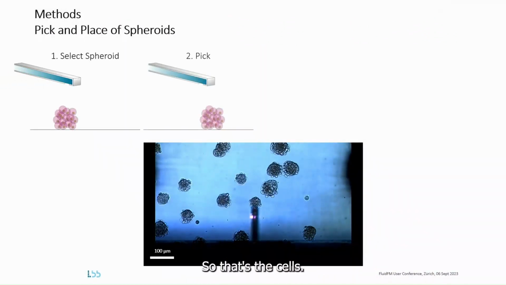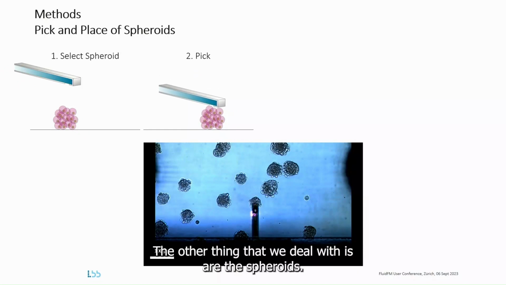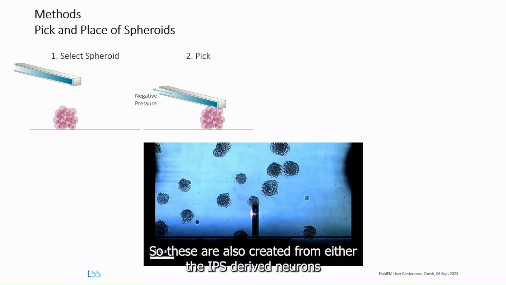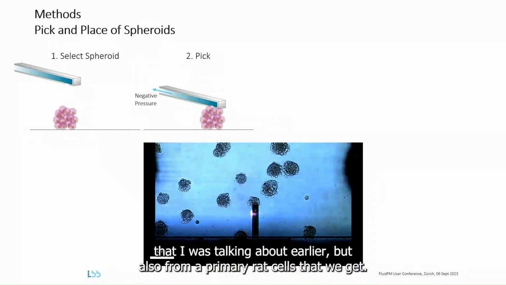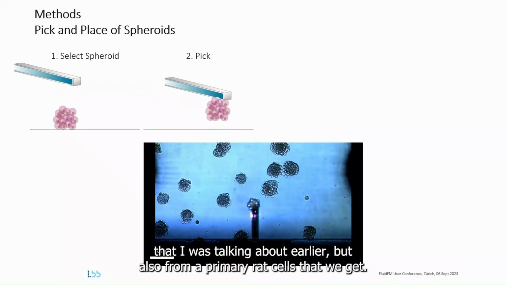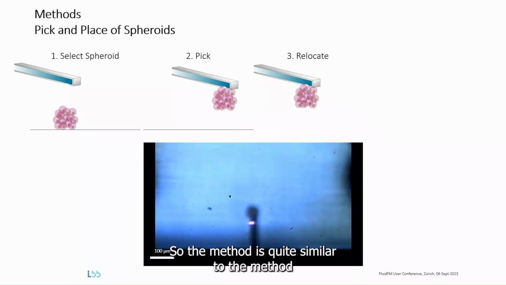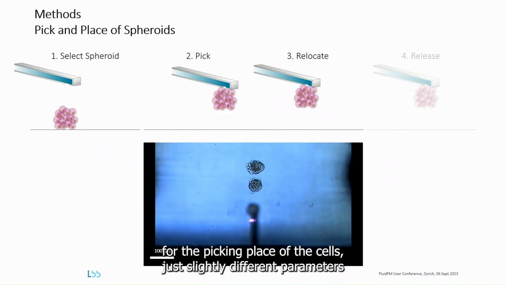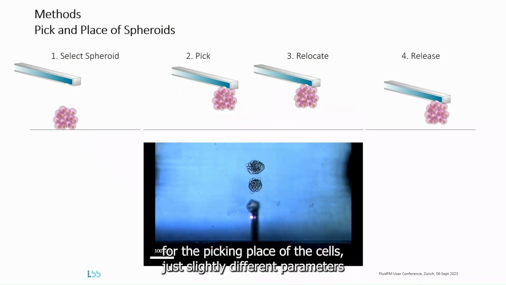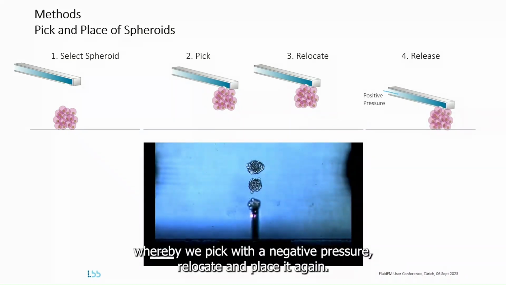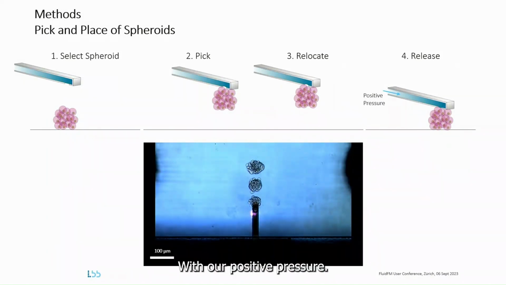So that's the cells. The other thing that we deal with are the spheroids. So these are also created from either the iPS-derived neurons that I was talking about earlier, but also from primary rat cells that we get. So the method is quite similar to the method for the pick and place of the cells, just slightly different parameters, whereby we pick with a negative pressure, relocate, and place it again with our positive pressure.